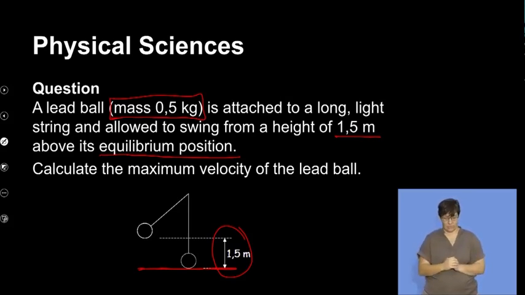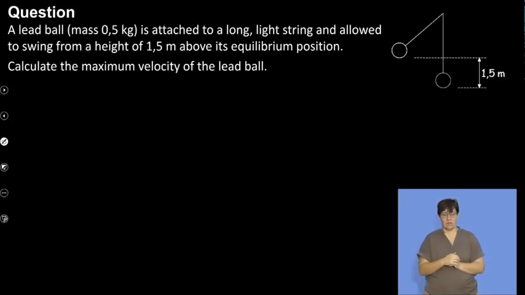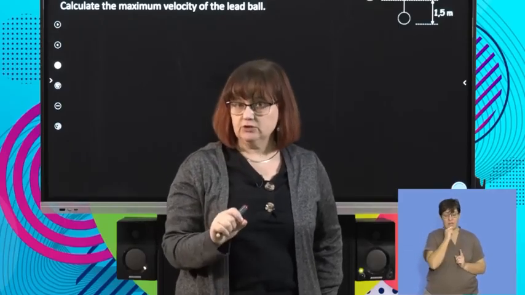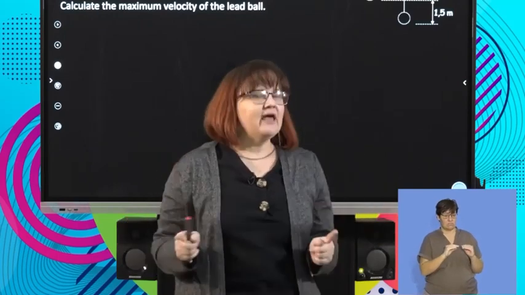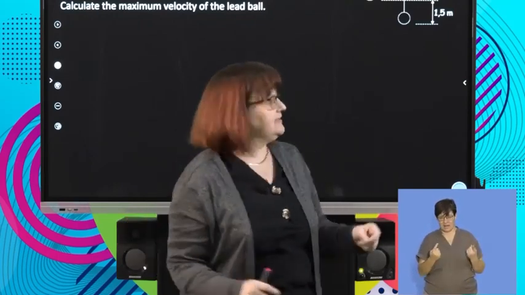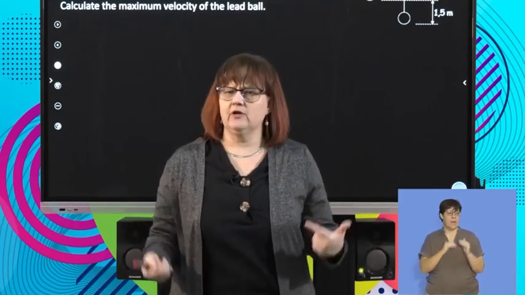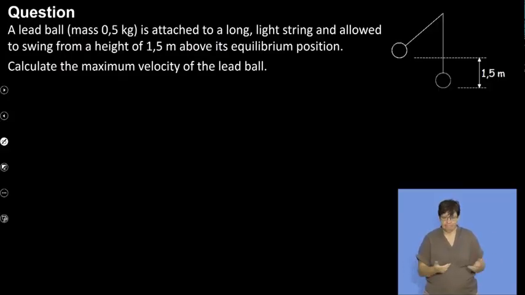So this is the position where we say potential energy equals 0. My first question is to calculate the maximum velocity of the lead ball. What we need to say to ourselves is, first of all, number one, it's a pendulum, so it's a circle. That tells me I can't use equations of motion. We're good with that. Then they ask for maximum velocity. So we've got to look at our diagram and go, where would the maximum velocity be? Well, it's going to be here. No, it's not. That's minimum. It's going to be here. Sometimes you've got to rethink these things, okay?